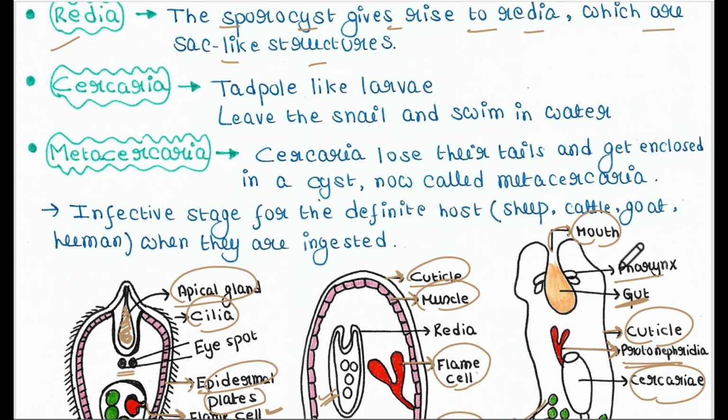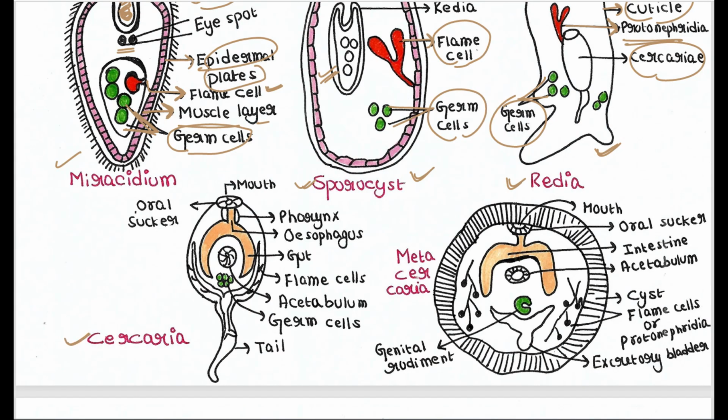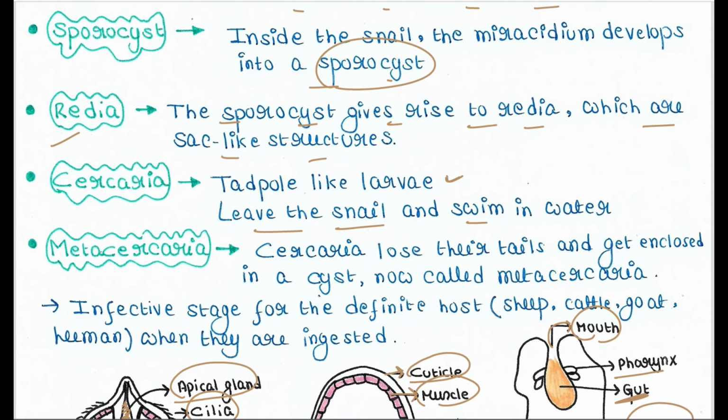Cercaria develops inside the radia, as we have seen, and it has a tadpole-like structure, and it leaves the snail and swims in water. So here is the Cercaria. It has the tadpole-like structure you can see, and it leaves the snail and comes into water. It has a mouth, then the oral sucker, then the pharynx, then the esophagus, then the gut. This is the digestive system. Here flame cells are there, which are their excretory organs. Then it is the acetabulum, and here are the germ cells, and this is the tail. This is the tadpole-like structure. So this is Cercaria, and it swims in water.